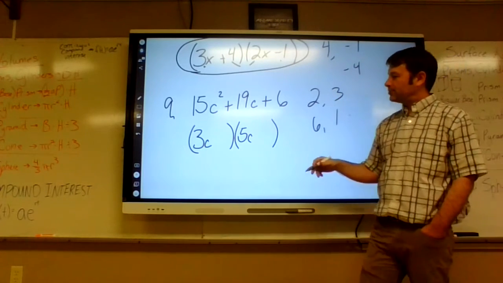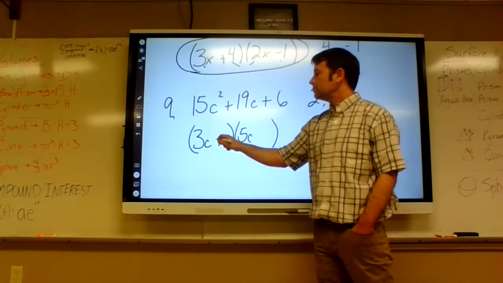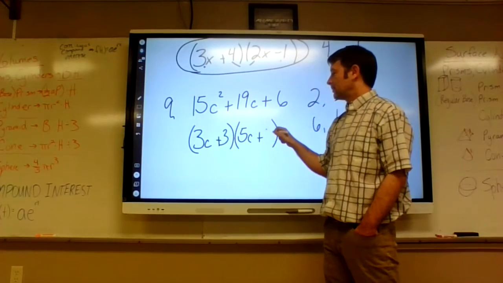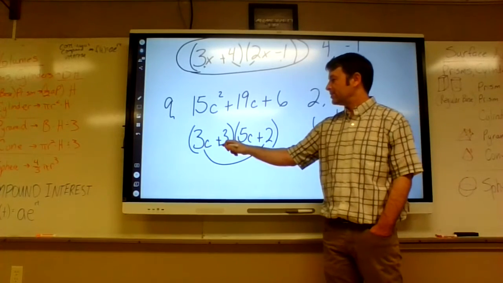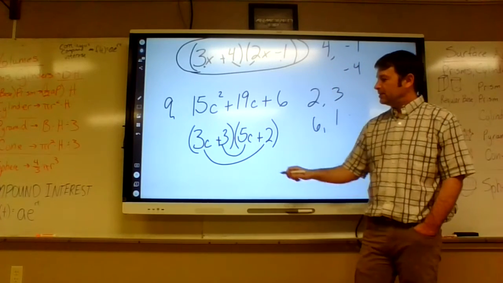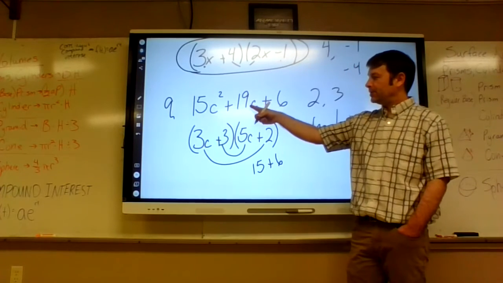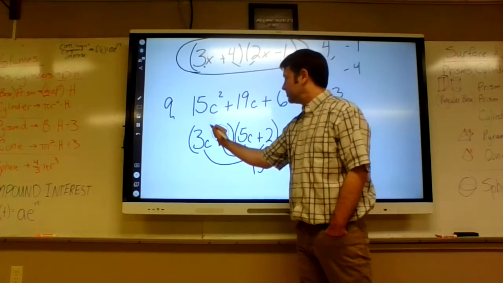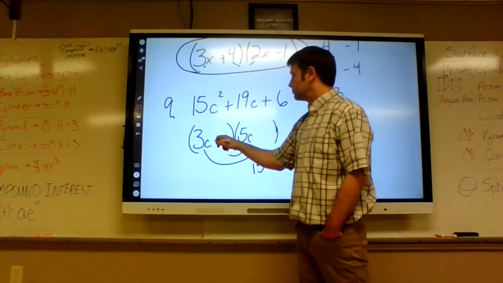Anyway, what do you guys want to try? 2 and 3 or 3 and 2? 3 and 2. Watch you guys get it wrong. We got it right. Okay, what's the outside? 6. What's the inside? 15. 15 plus 6 is 21. Oh my gosh, guys. That's not right.